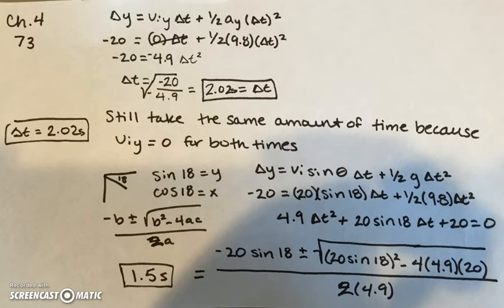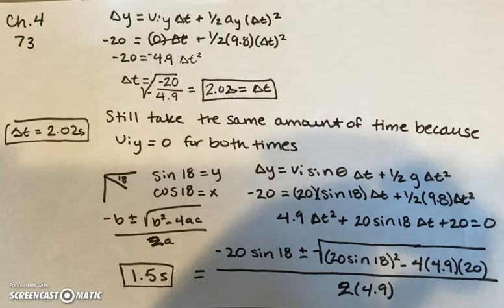B. How long would it take for the ball to reach the ground if it were dropped from rest off the cliff edge? C. How long would it take the ball to fall to the ground if it were thrown at an initial velocity of 20 meters per second, but 18 degrees below the horizontal?